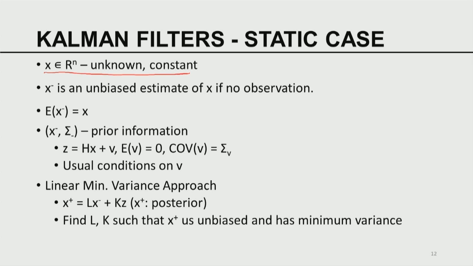Let x be an unknown. Let x hat be an unbiased estimate of x with no observation. That means when there is no observation, that's the prior. The prior is given by minus: x minus means prior, x plus means posterior. I shouldn't say x is constant, I'm sorry. X is the unknown, and x hat is the unbiased estimate of x when there is no observation. E of x hat is x. Sigma minus is the prior covariance. So minus refers to the prior, x minus and sigma minus, our prior information, our prior statistics. The prior information consists of the mean and the covariance.